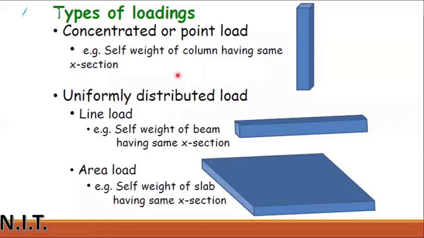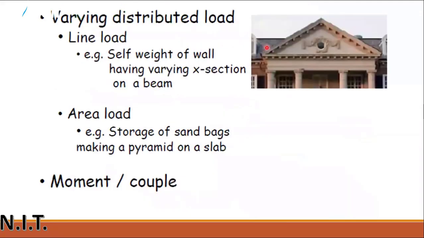There are different types of members which are designed for different types of loads. Like a column is usually designed for point load. A beam is usually designed for uniformly distributed load. A slab is designed for area load. Similarly, this type of structure is designed for varying distributed load. Examples of area load are the storage of sandbags, or making a pyramid on a slab.